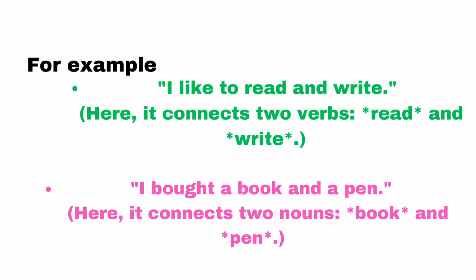Look at the second one. I bought a book and a pen. Here, it connects two nouns, book and pen.